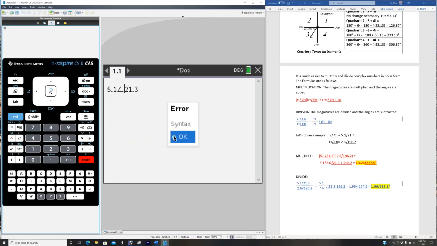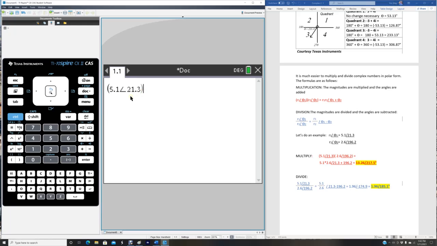and there's the syntax error. Here's the reason why. One of the things with the TI-Nspire calculator is that it wants you to have parentheses around the value. So we'll just go ahead and put it in parentheses and hit enter again, and there we go. There is our value in rectangular coordinates, 4.75 plus 1.85i.